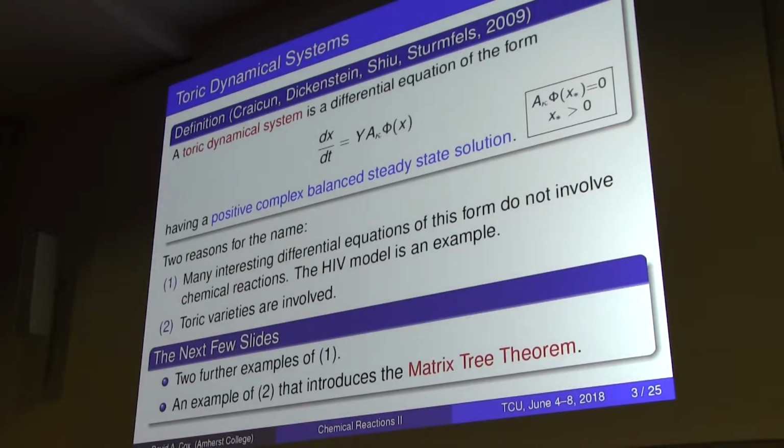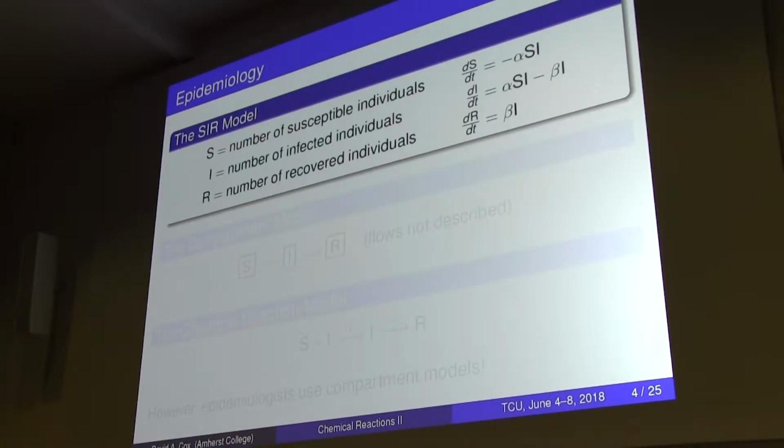And so what I want to do is give a couple more examples of some of these systems, and then I want to at least begin to show you some of the toric varieties. I'll do it in the context of a specific simple example, but that example will help us see sort of what the matrix tree theorem does for us. So that's the plan for the next couple of slides.